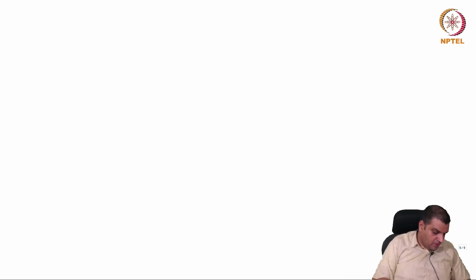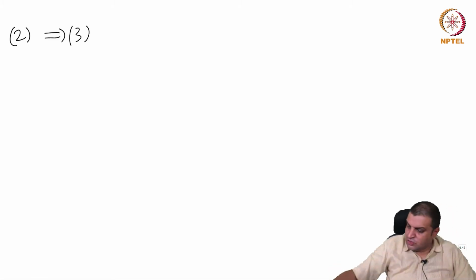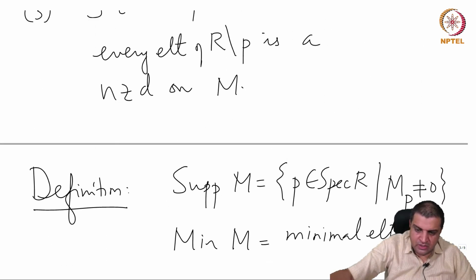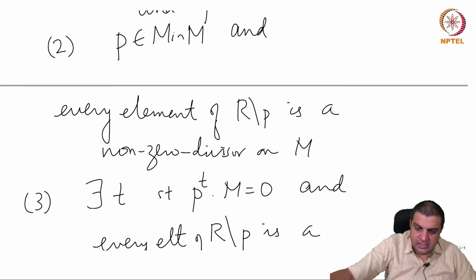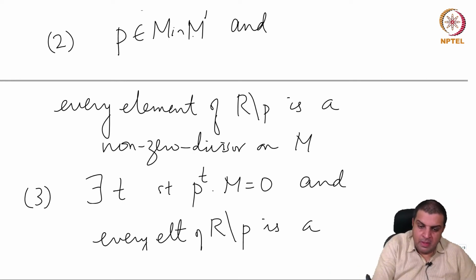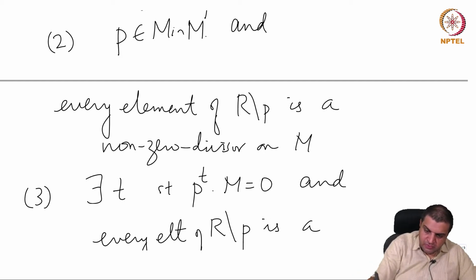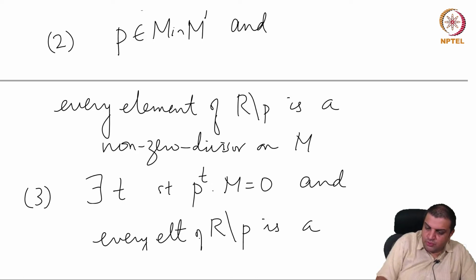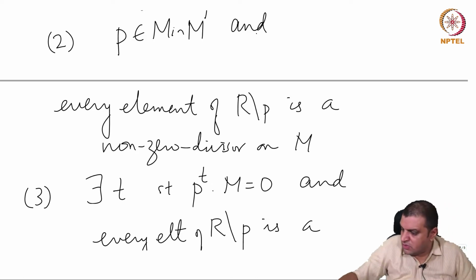Now 2 implies 3. So let's look at 2. Part of 2 and 3 are the same, which is about some things being non-zero divisors. So 2 says P is a minimal prime and every element of R mod P is a non-zero divisor. From this we have to conclude this part, and the rest is just the same. So let's do that. Now from all of 2 we will assume that P to the t kills M, and then the rest is just rewriting.